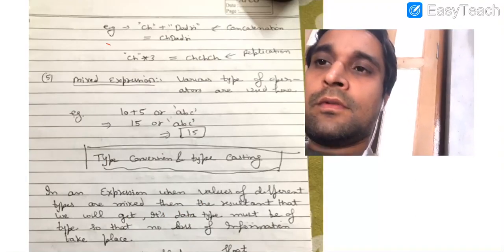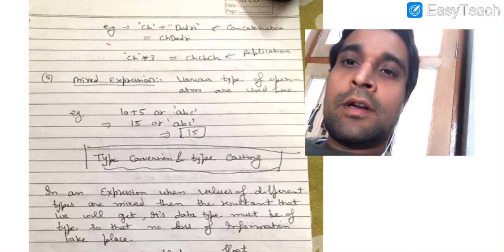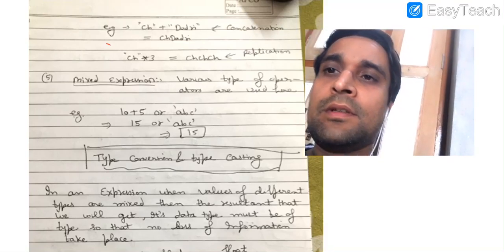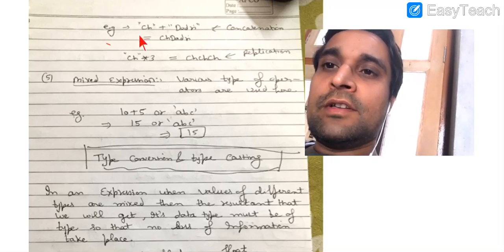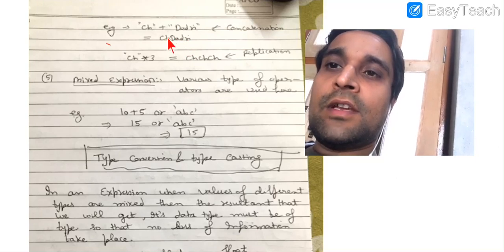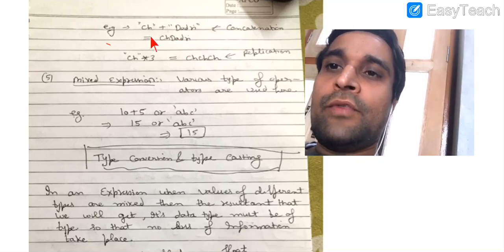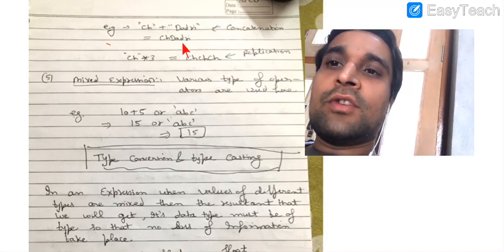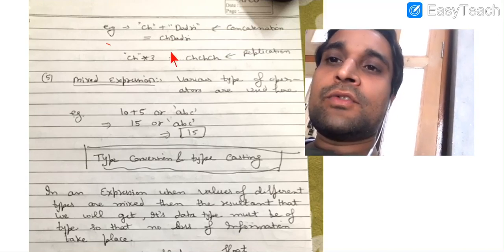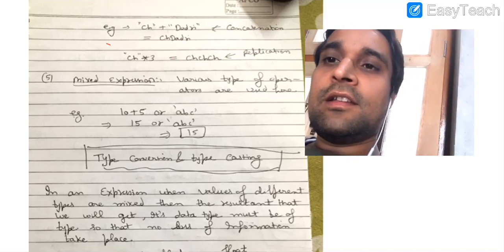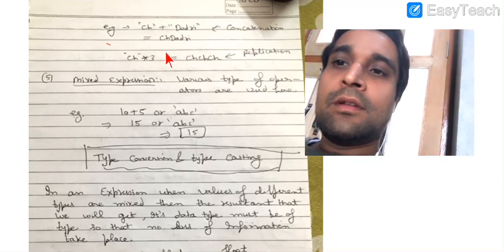Now, we will understand the concept of concatenation and replication with the help of some examples. We have written CS in quotes, and Dadri in quotes, and in between we are using the plus operator. With 2 strings, when we use the plus operator, it performs string concatenation. It means the second string will be appended after the first string. So, the second string Dadri is appended after CS, and we get the result CS Dadri.